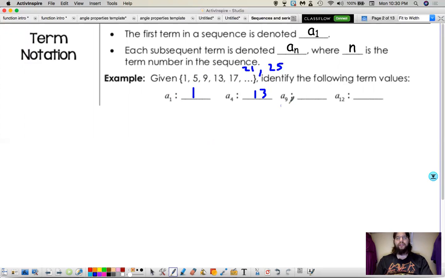25. Let's see, we need a sub 9. 1, 2, 3, 4, 5, 6, 7, 8, 9. So this is a sub 9. And we keep going to 12. 10, 11, 12. So 45 is a sub 12. And it's a subscript. You just read it a sub whatever number that is. Some people say A1, A4, A9. I like to emphasize that's a subscript.